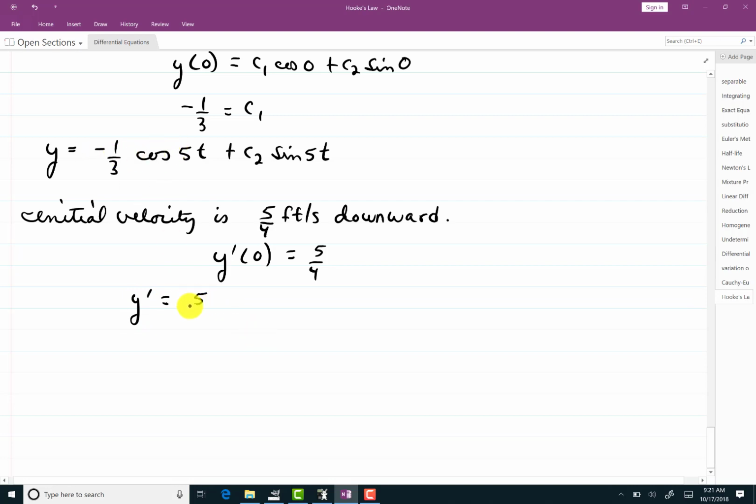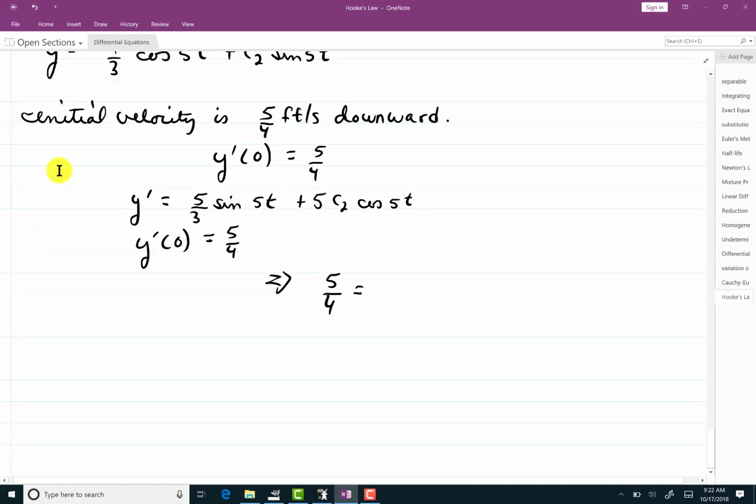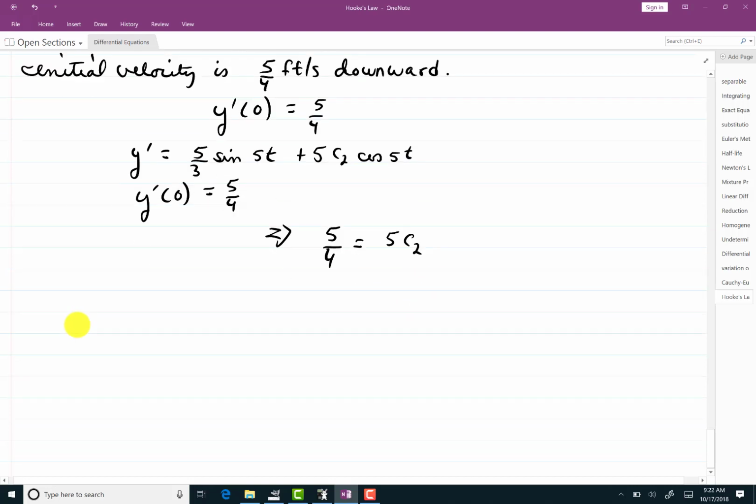I'll end up with positive 5/3 sine of 5t. Over here I'll get plus 5c2 cosine of 5t. And then I'll plug in y prime of 0 equals 5/4 to get the equation 5/4 equals. Once again, when you plug in 0, the sine disappears and you'll just get the cosine term, which will be 1. 5c2. Divide by 5, and it looks like 1/4 equals c2. So our equation of motion then is y equals negative 1/3 cosine of 5t plus 1/4 sine of 5t.